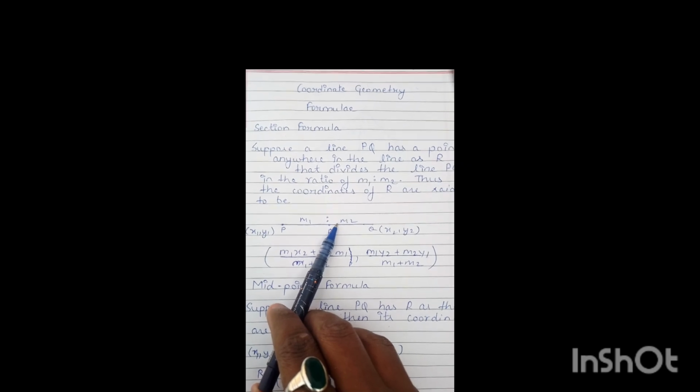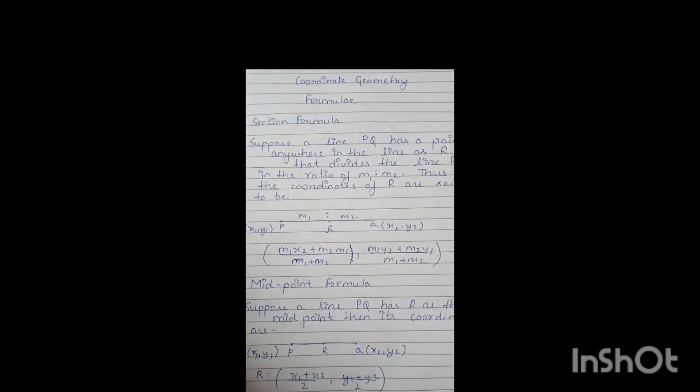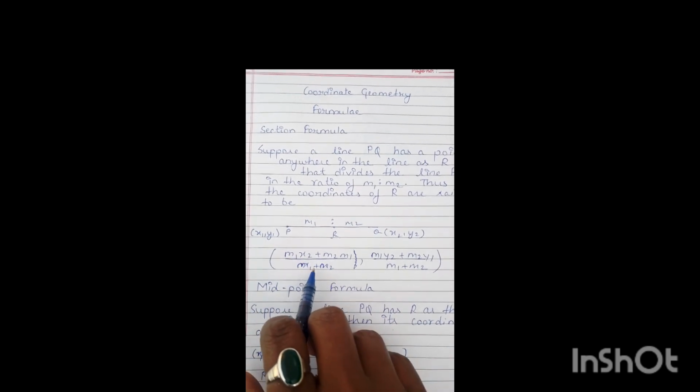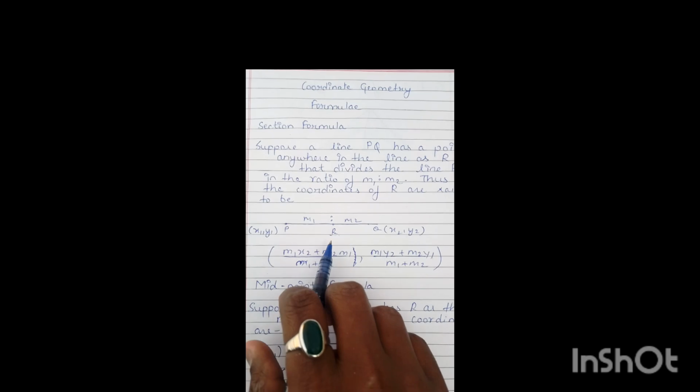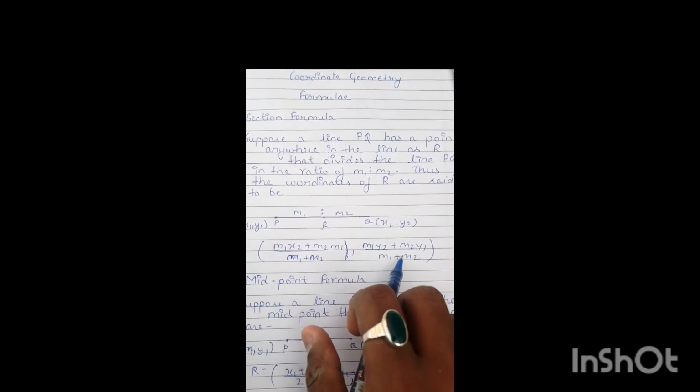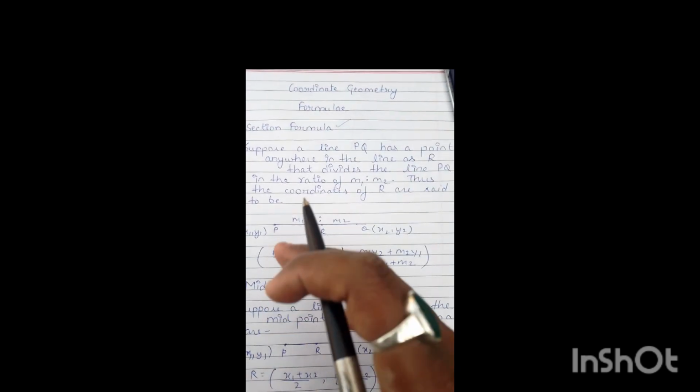Let's find the coordinates of the point R, if we get a question asking for the coordinates of R. So the formula for finding the coordinates of R is given by (m1x2 + m2x1) upon (m1 + m2), that will give the x coordinate of the point R, and (m1y2 + m2y1) upon (m1 + m2) is going to give the y coordinate of the point R. So it is an important formula, commonly used in word problems.